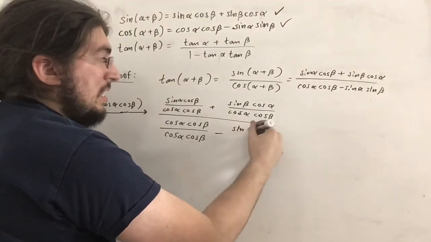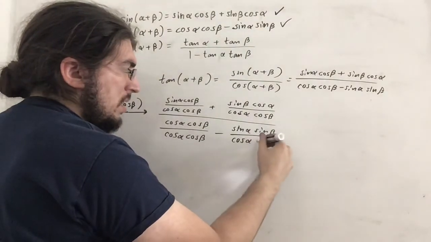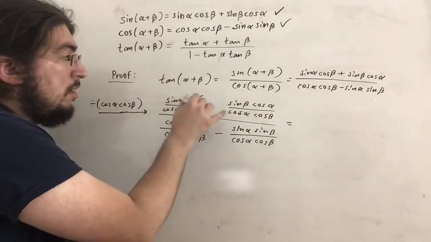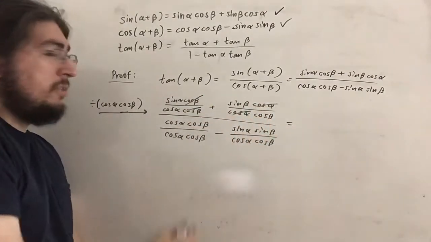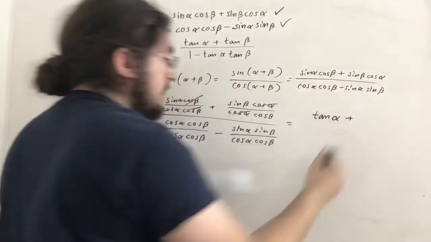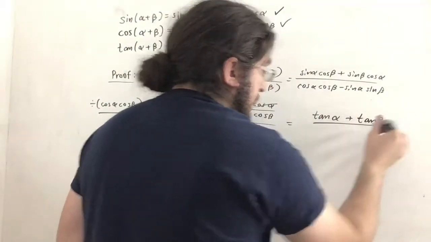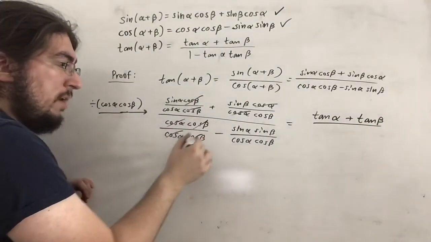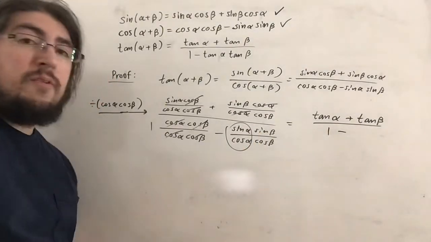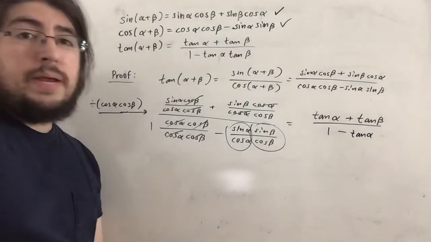minus sine alpha sine beta over cosine alpha cosine beta. And now for some heavy cancellation, cosine betas cancel, cosine alphas cancel. We're left with sine of alpha over cosine of alpha, which we know is tangent of alpha, plus sine of beta over cosine of beta is tangent of beta. These cancel all together and we just get 1 for this first term in the denominator, minus sine of alpha over cosine alpha is tangent alpha. Sine beta over cosine beta is tangent beta.